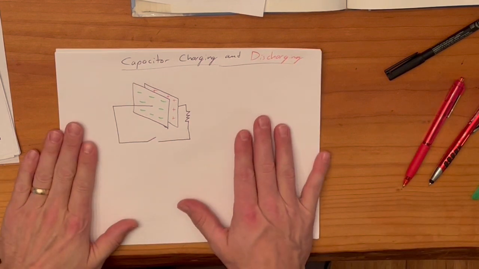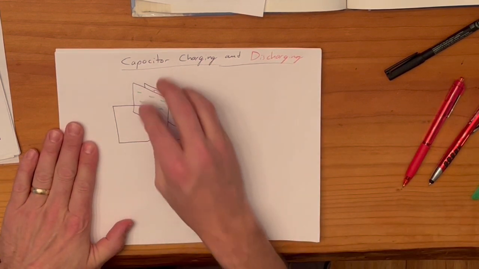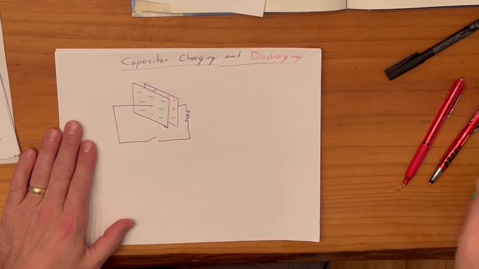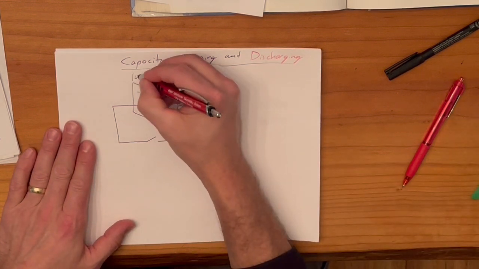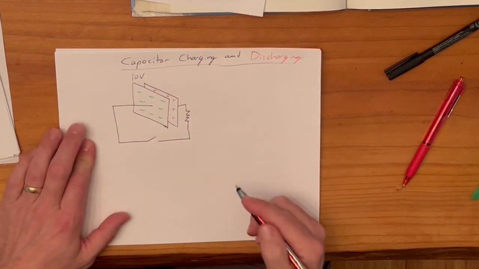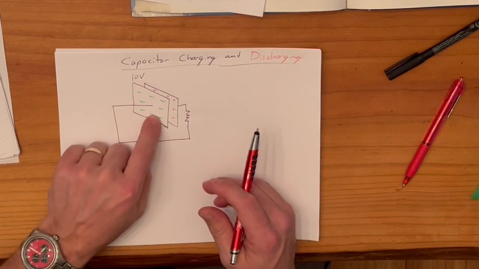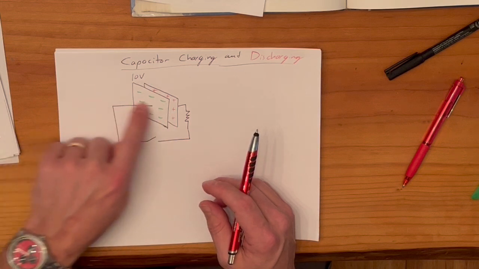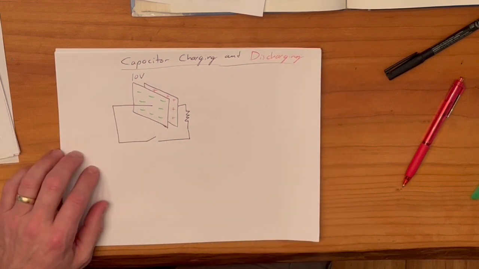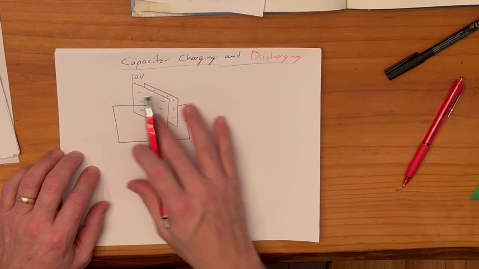So let's say you have a capacitor. It's already charged. Let's just say that there's 10 volts across here, okay? And we close this switch. What's going to happen? Well, these electrons want to get away from each other, so they zoom out of there, and they go around the circuit until it's neutralized.